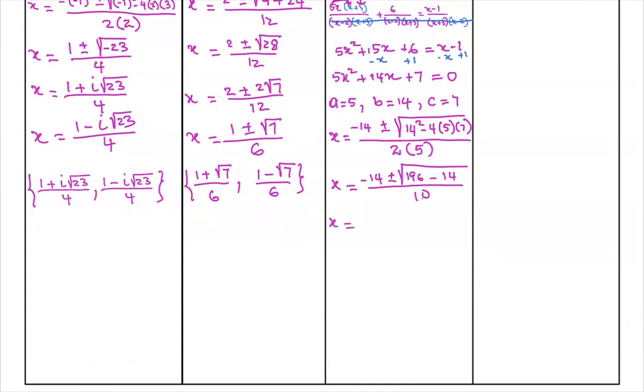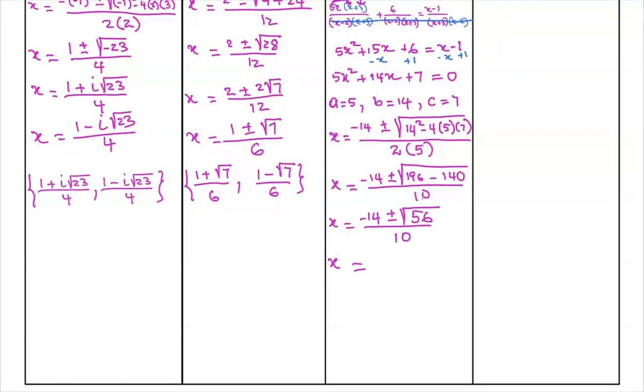Now x equals negative 14 plus minus the square root of 196 minus 140. So 196 minus 140 is 56, over 10. We get x equals. Now let's see if we can simplify.